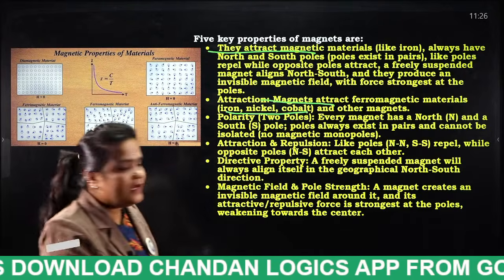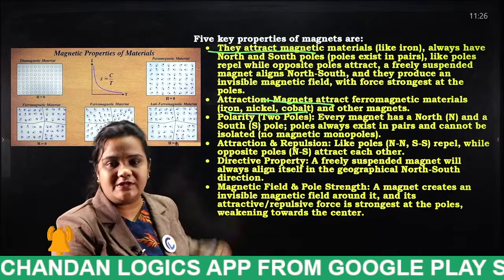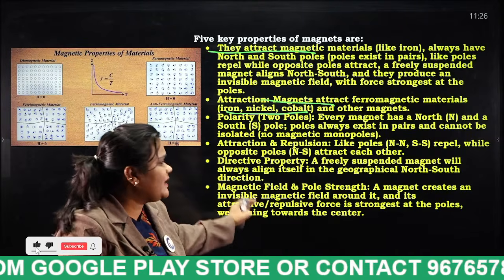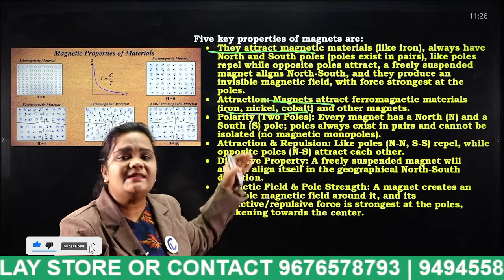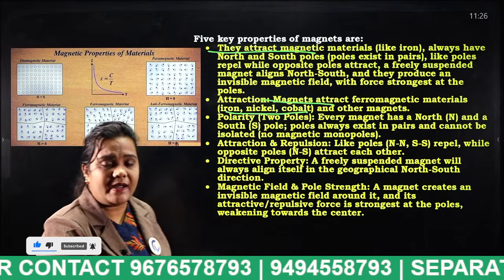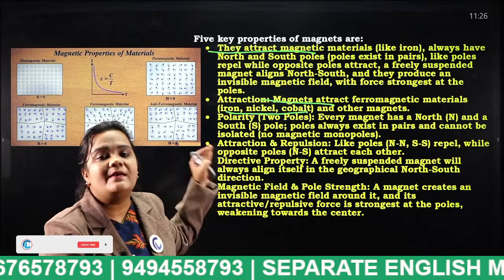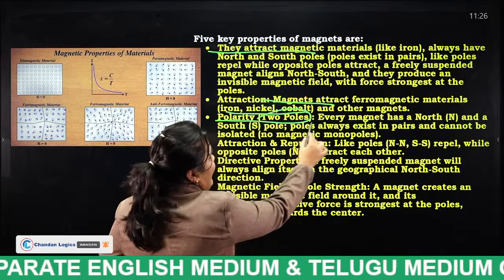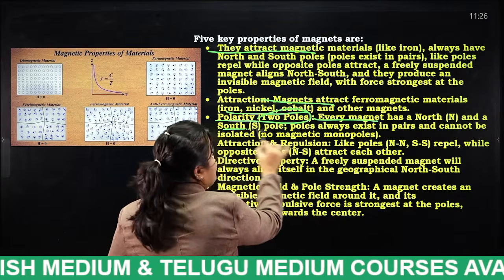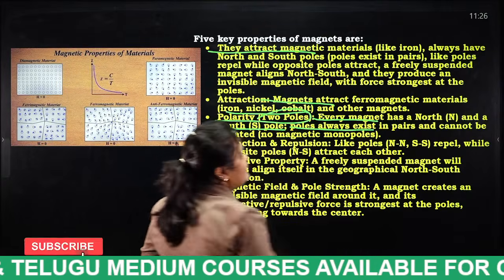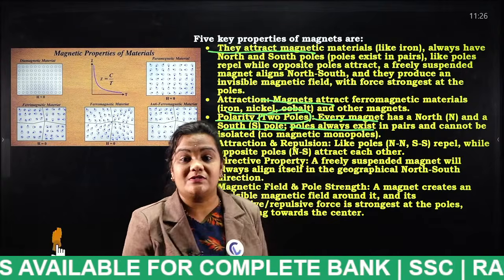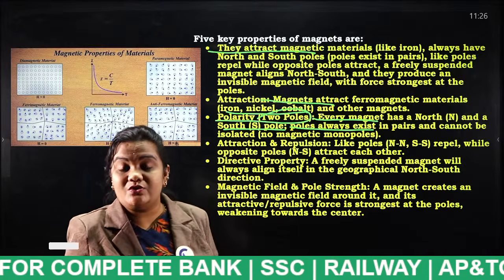Some other properties we are going to discuss: what is polarity, what is attraction, what is magnetic field, what is pole strength. These are some of the properties of magnets. What is polarity? Two poles. Every magnet has a north and a south pole. Poles always exist in pairs and cannot be isolated. There are no magnetic monopoles.